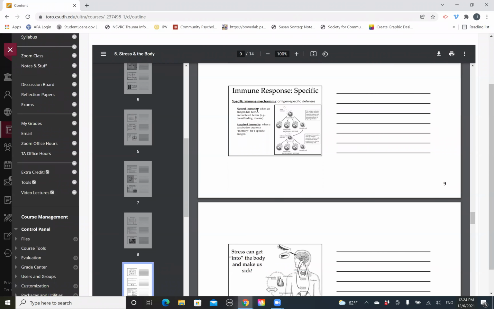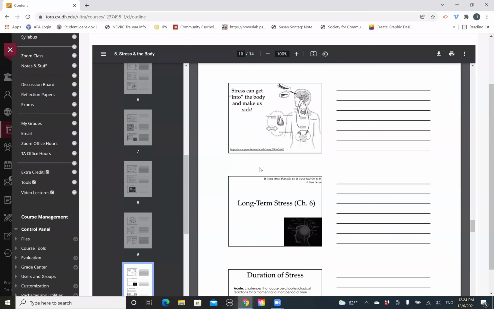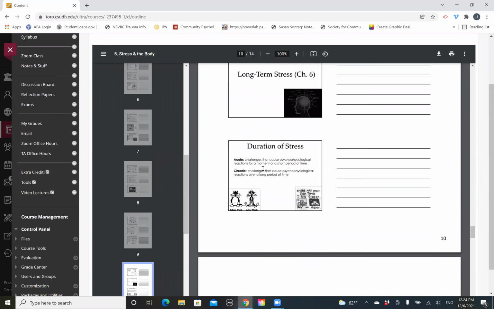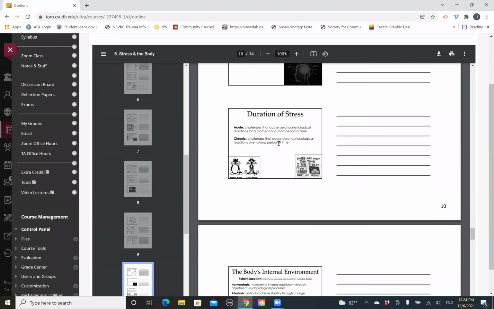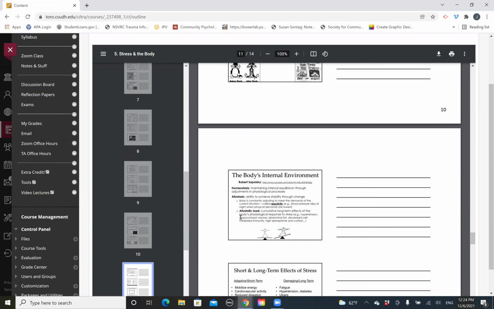So specific immunity, natural immunity, acquired immunity. Stress can get into the body and make us sick. So this is kind of what we're talking about, right? Acute stress or chronic. And these are the ones that cause the psychophysiological reactions. So there it is, allostasis.